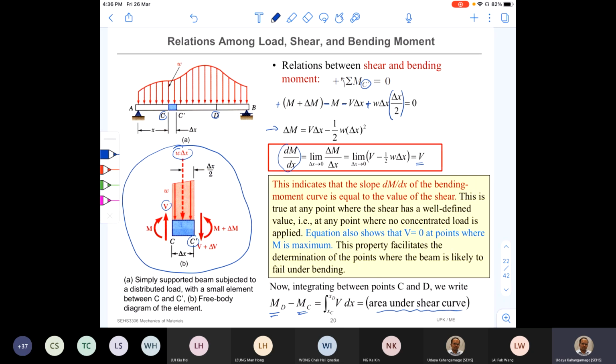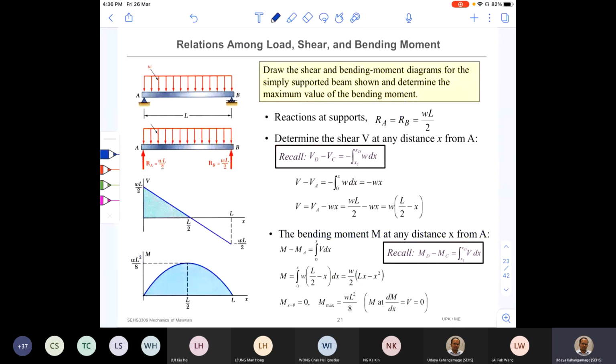Okay, so we'll apply this. Here, all the calculation steps are given, but I'm trying to use equations to relate what we learn with this concept. And later I'm going to develop the 2 diagrams without writing even a single equation. Right, so here we have a distributed load applied on a simply supported beam A to B. The problem says: draw the shear and bending moment diagrams for the simply supported beam shown and determine the maximum value of the bending moment. So our target is to find out the maximum value of the bending moment.